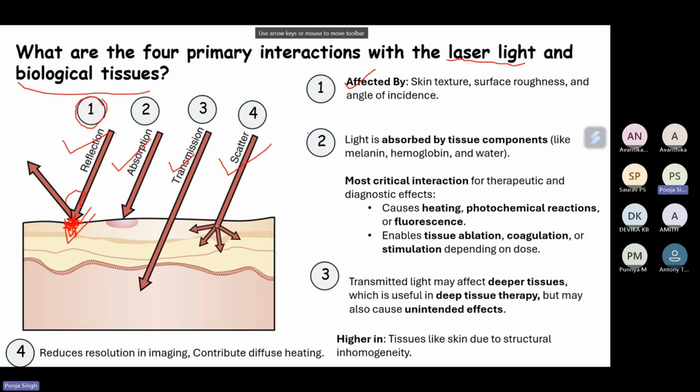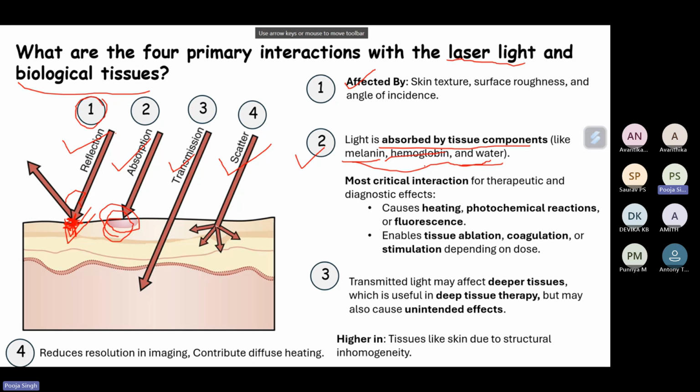Now the second case is absorption by the tissue component. Here you can see some of the light has been absorbed. The absorption basically occurs because of melanin, hemoglobin, and water. So light is absorbed by the tissue components, which are melanin, hemoglobin, and water.